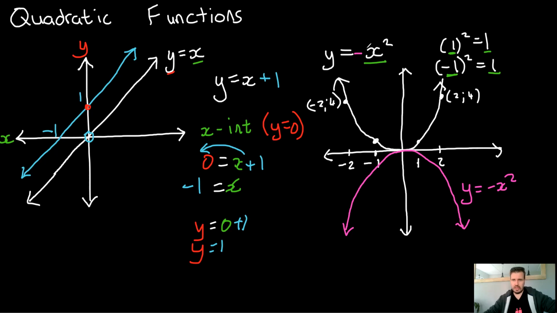So that's the number in front of the x squared. Notice it's the bit in front of the x squared, not the x.